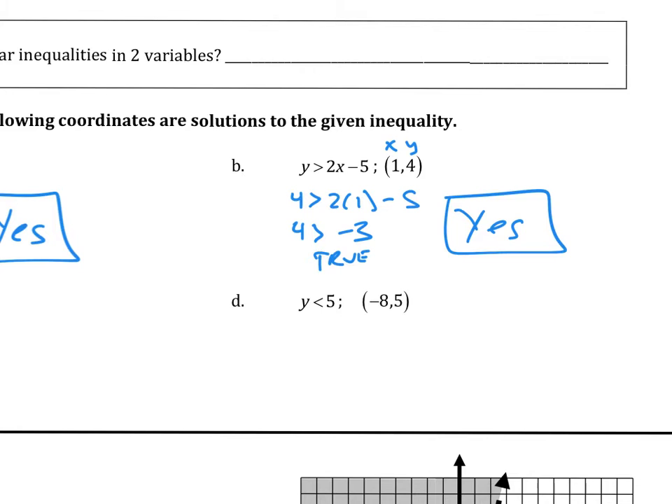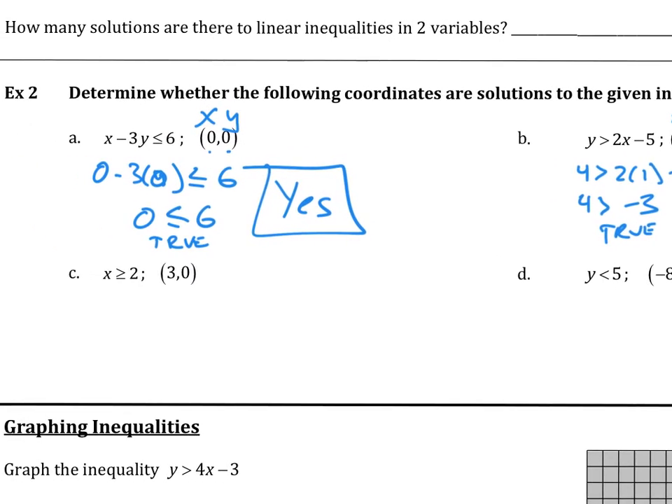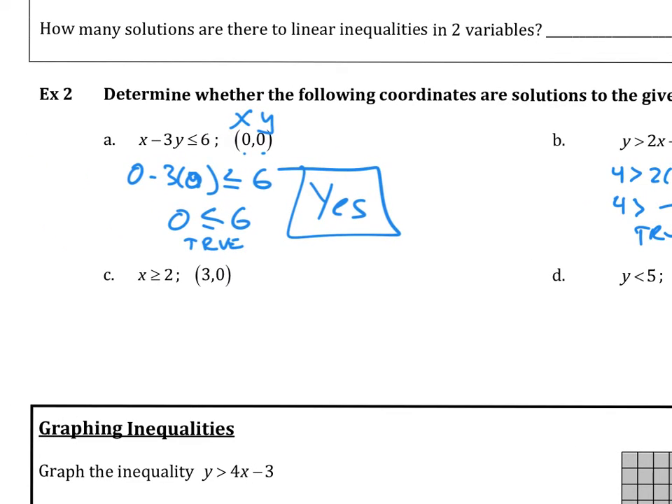Okay, let's look at part C. Part C says x is greater than or equal to 2. Well, in this case, the inequality only involves x, so I'll take that x number, 3. 3 is greater than or equal to 2. That is true as well. So far, all of these are true, which means all those points are solutions.